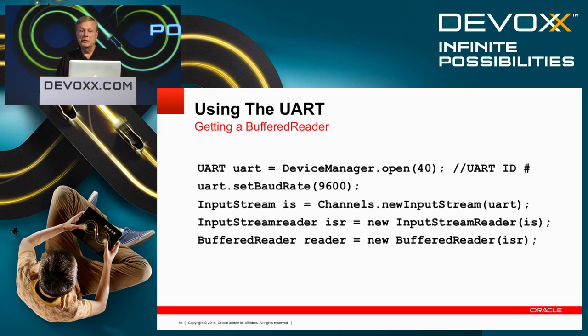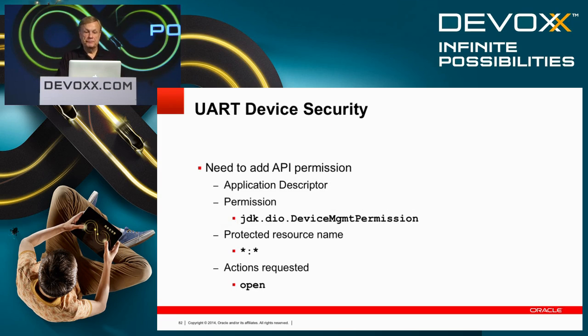It's in the device I/O library. We're going to open port 40; 40 is the UART ID number. We're going to set the baud rate, and then we will create a new input stream with the UART, calling this new input stream a static method of Channels. That gives us an input stream, a very familiar Java input stream. Then we can wrap that with an input stream reader, and then wrap that with a buffered reader to take it from 8 bits to 16 bits, from 8 bits to Unicode.